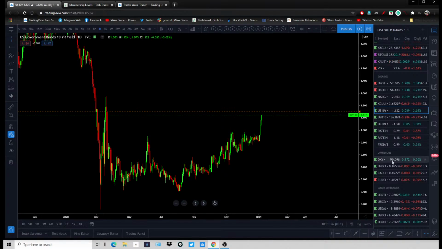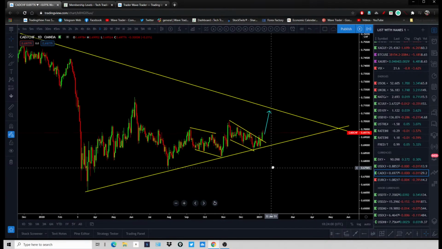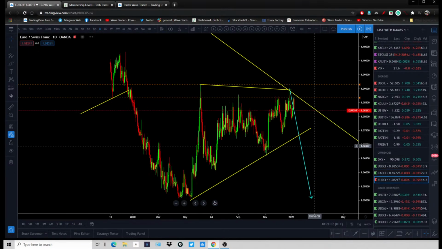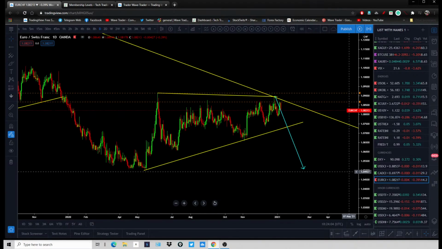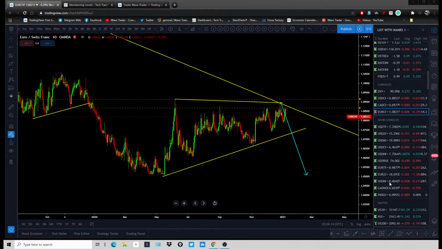Dollar index, we have already seen. Dollar Swiss, and CAD Swiss is not the best chart, so I'm going to ignore that. Euro Swiss is short-term okay to trade. You look at this trade on the Swiss, back to these lows, a new low. Euro Swiss is at a good spot to watch for a drop.